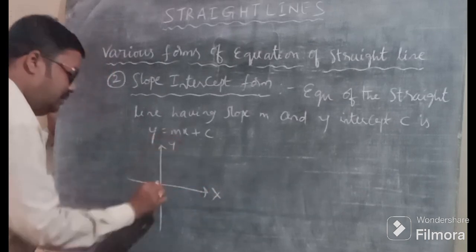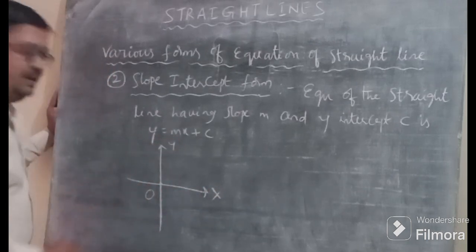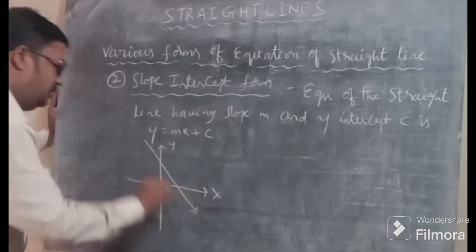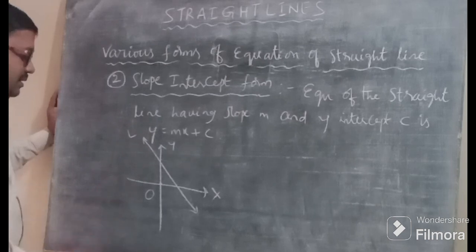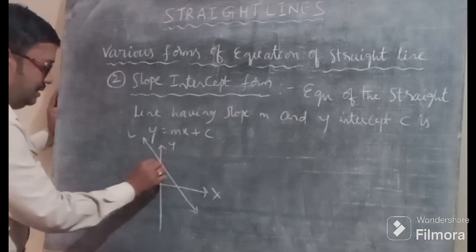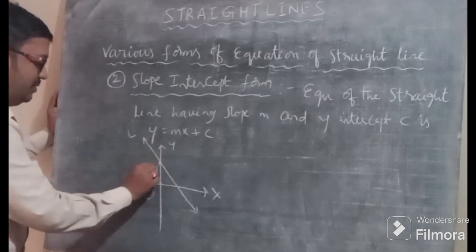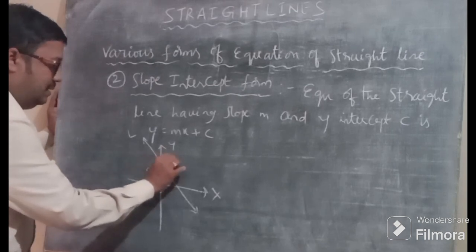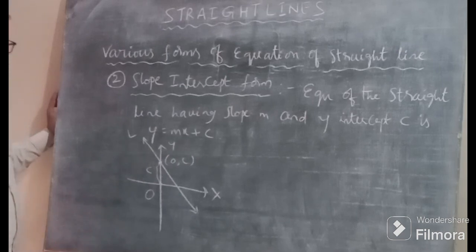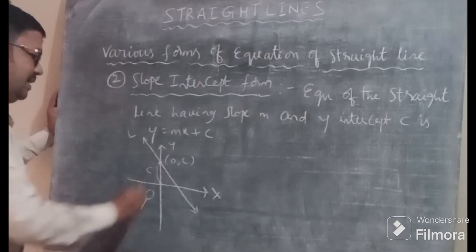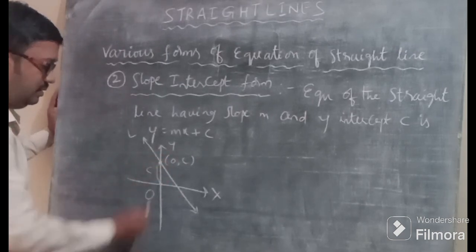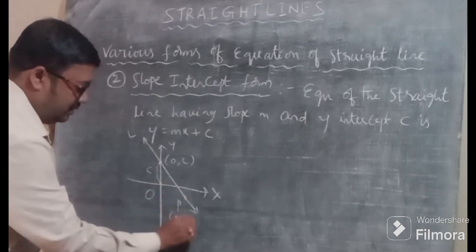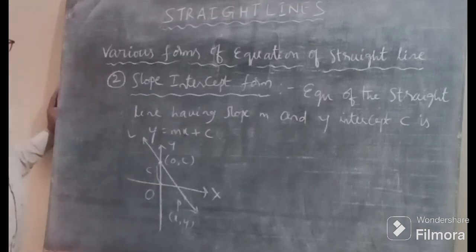X-axis, y-axis, this is the area. So a line passing through like this. So this is the y-intercept. The y-intercept is c. That means this point is (0, c). So any point on the line is in the form (x, y).